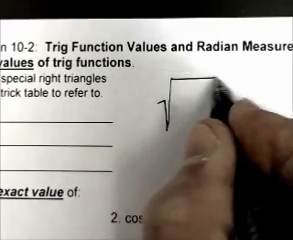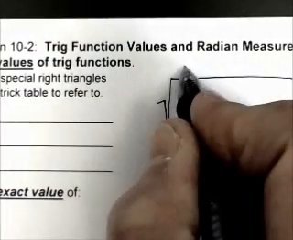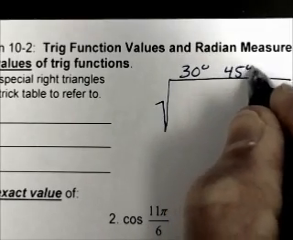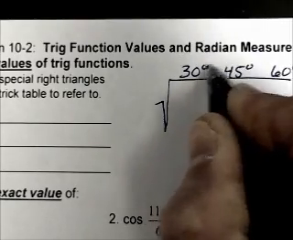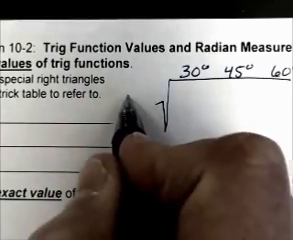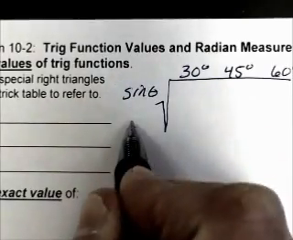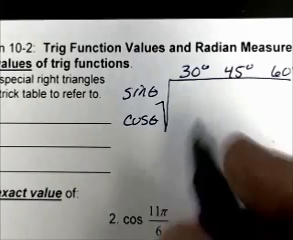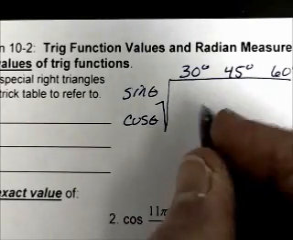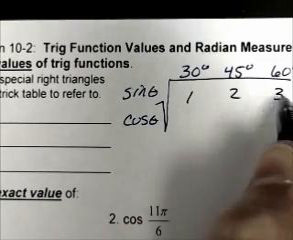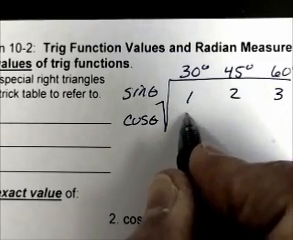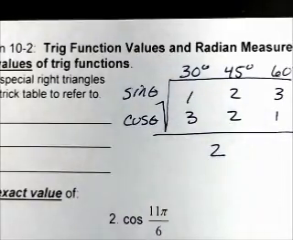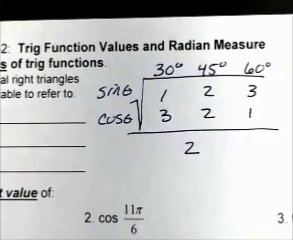So we have the large square root, top heading of our angle measures in degrees, 30, 45, and 60. Side heading, sine theta, cosine theta. And our first line is 1, 2, 3. Our second line decreases 3, 2, 1. And this is all over 2. Right? So we'll be referring to our trig table.